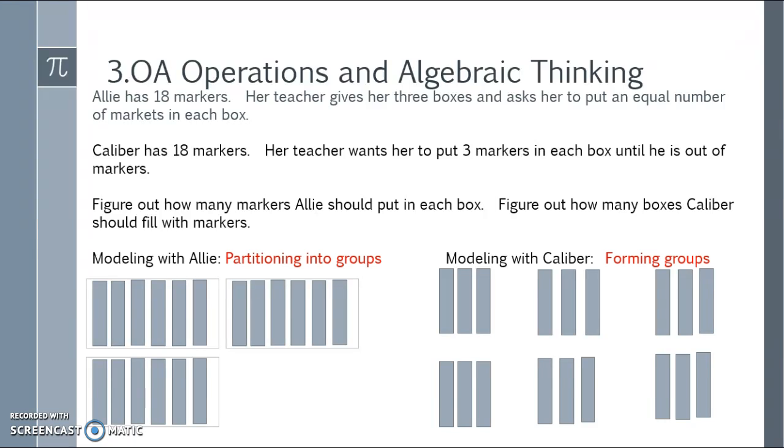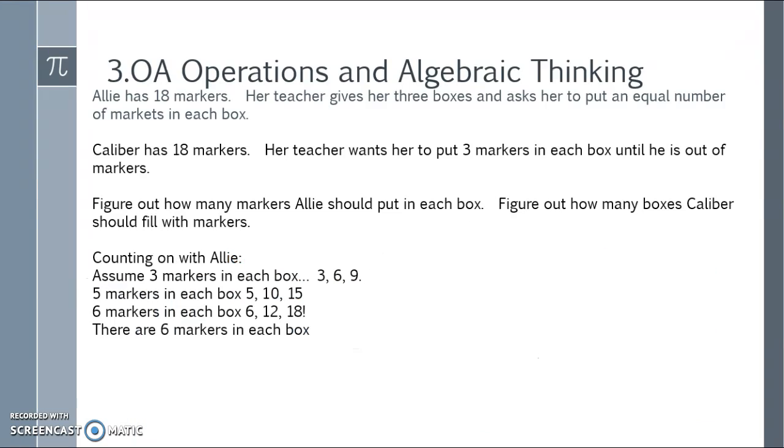Allie is partitioning into groups. Caliber is forming groups. Or we could count. So assume 3 markers in each box. We could count 3, 6, 9. Well, that's not quite 18 yet. So then we'll try 5. 5, 10, 15 markers in each box. Not quite 18. What if we tried 6 markers in each box? 6, 12, 18. There we go. There are 6 markers in each box.